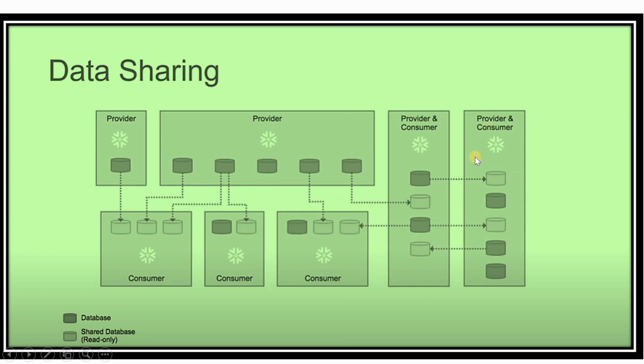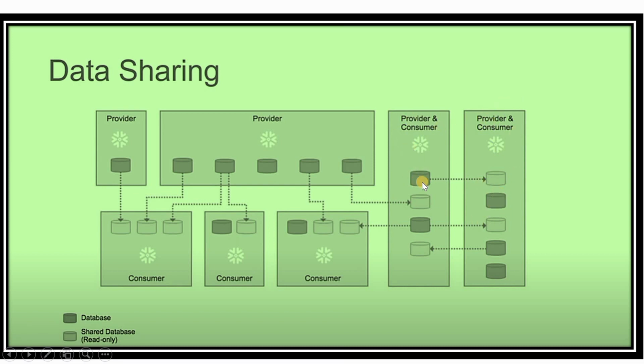But in this diagram, the provider and consumer accounts are, at the same time, a provider as well as a consumer, because they are doing two things at the same time. They are sharing their data, and they are taking data as well. Suppose this is a single provider and consumer account, and this is another single provider and consumer account.